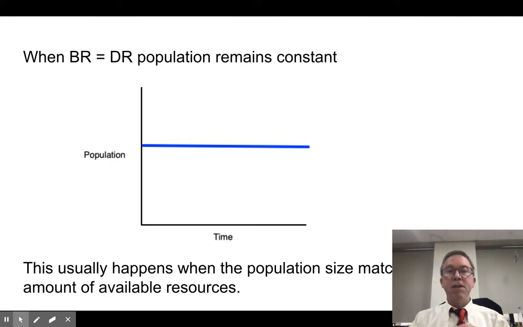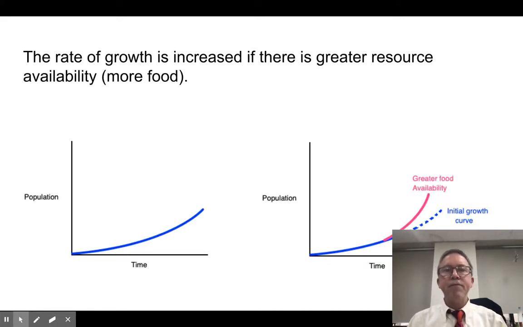And so basically, this is going to happen anytime you get to a situation where the available resources are not increasing or decreasing, so the population stabilizes at the level it can sustain for that amount of resource, right? Which is basically what carrying capacity is all about. But before we talk about that, let's just talk about what happens when we increase the amount of available resource.